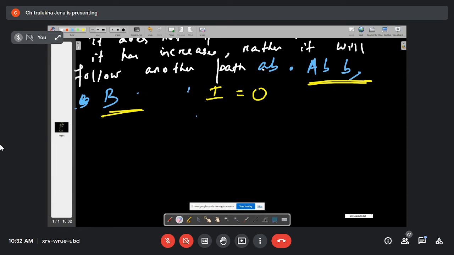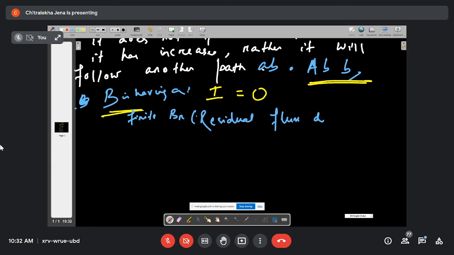So B is having a finite value called which value? BR. That is called residual what? Flux density. Why is it called residual? Because current is equal to 0, but we are having which one? We are having a finite value. Am I clear to each one of you?